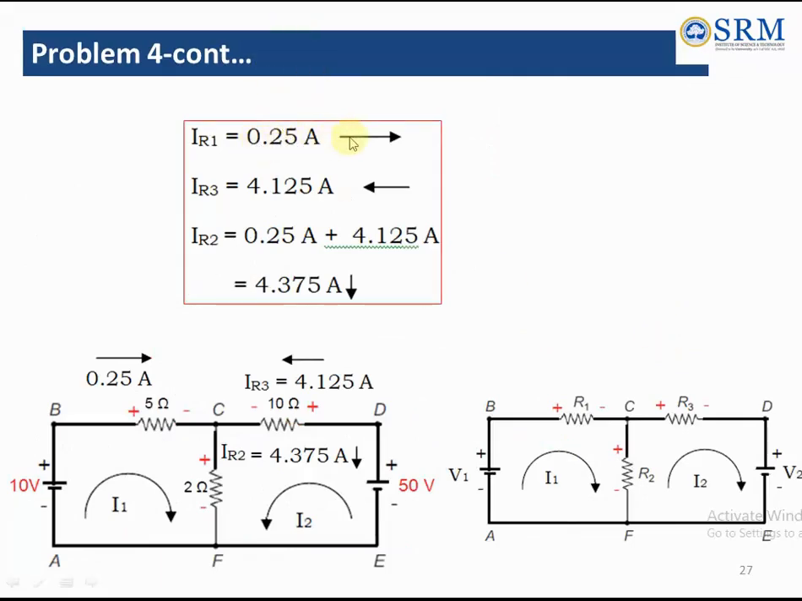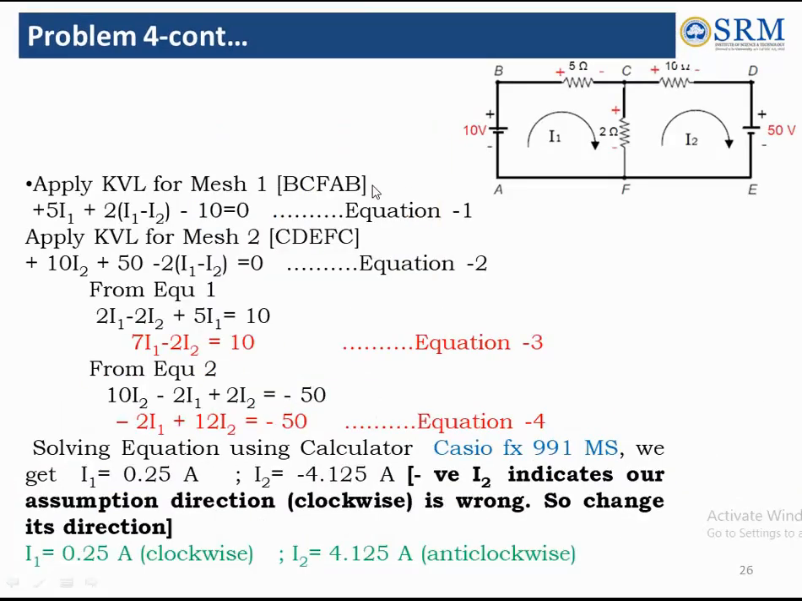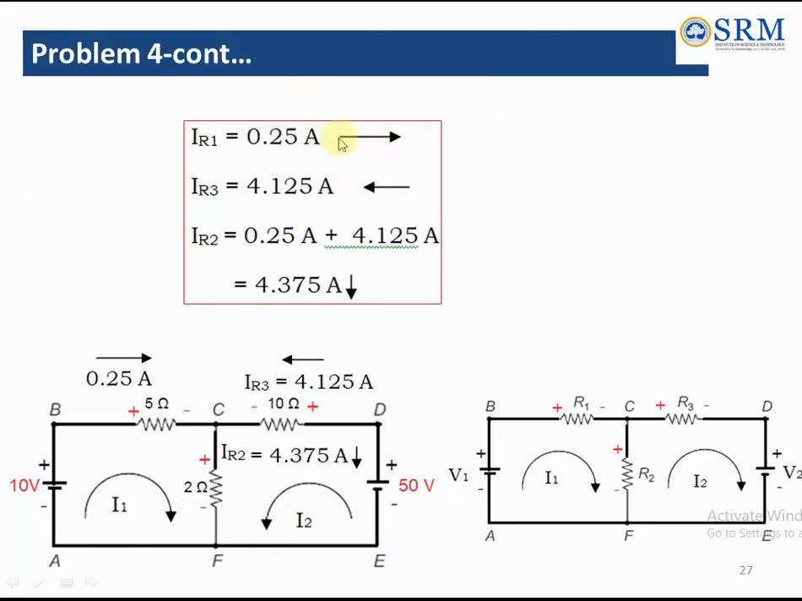So we are representing the current I1 that we have found earlier, 0.25 clockwise from left to right, and anticlockwise from right to left. And this is the I3 value. If you compare with the circuit R1, R2, R3, I2 is the current flowing across R3, but we need to find the current across R2 also, which is going to be the sum of these two currents. One of the currents is I1 and the other is I2.